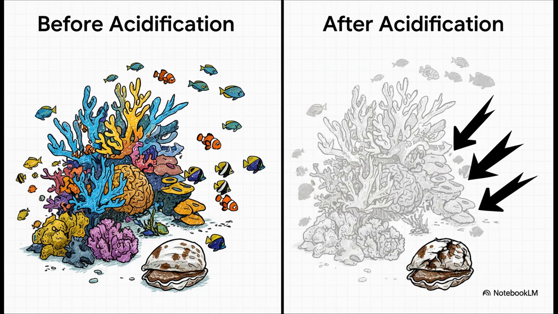And the consequences of that chemical change are profound. It harms organisms like coral and shellfish that need to build shells. And when they're in trouble, the entire marine food web that depends on them starts to get disrupted, threatening the stability of these massive ecosystems.